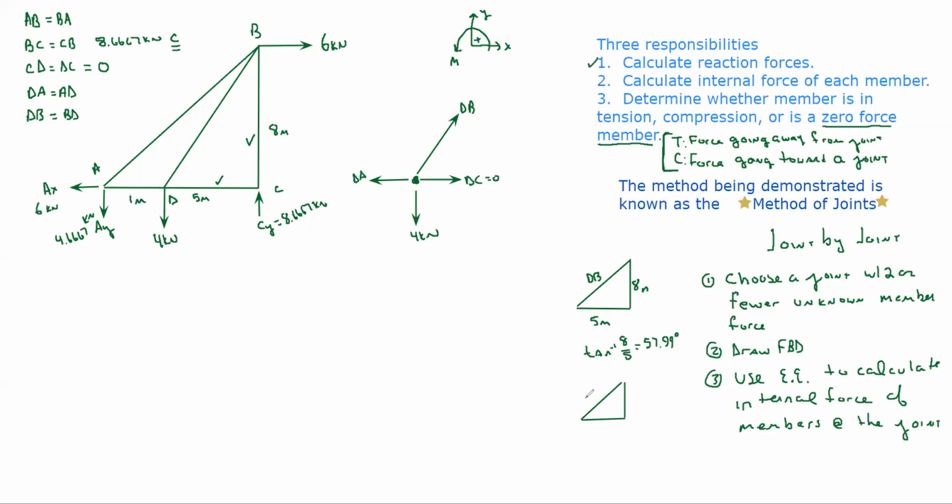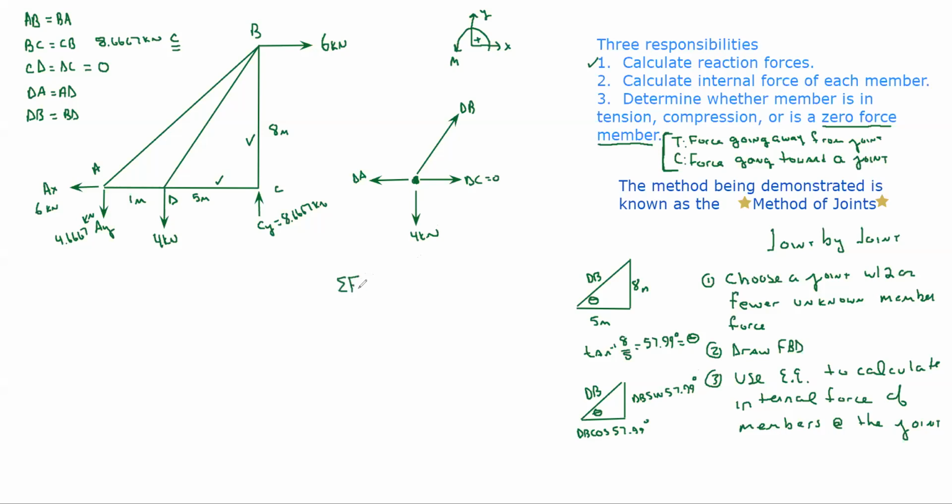I'm going to draw the triangle again. I'll show you why. DB is here. If this is theta, that makes in our force triangle, this would be DB cosine 57.99, and this would be DB sine 57.99. That might keep our free body diagram a little less crowded. Okay, I'm ready.